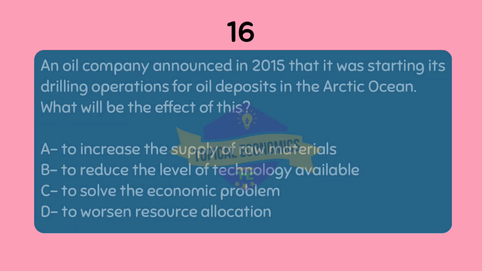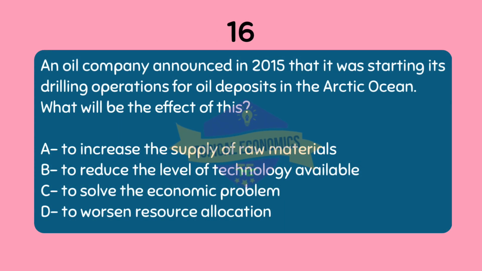Moving to the 16th question. An oil company announced in 2015 that it was starting its drilling operations for oil deposits in the Arctic Ocean. What will be the effect of this? A. To increase the supply of raw materials. B. To reduce the level of technology available. C. To solve the economic problem. D. To worsen resource allocation. This question is from year 2017 October-November version 1 paper.